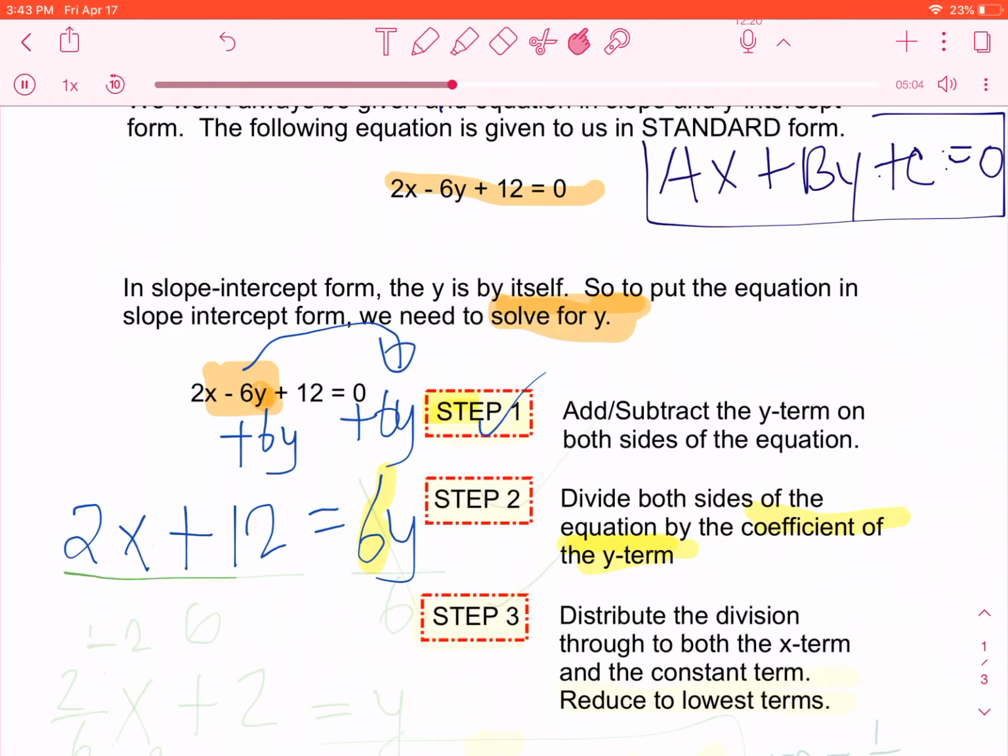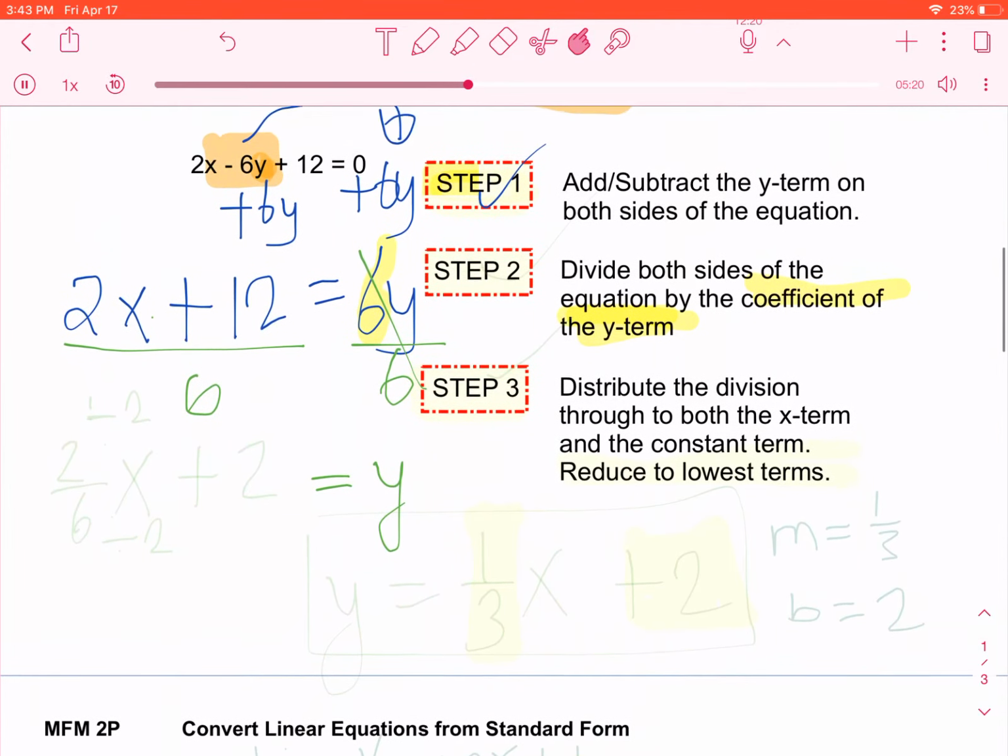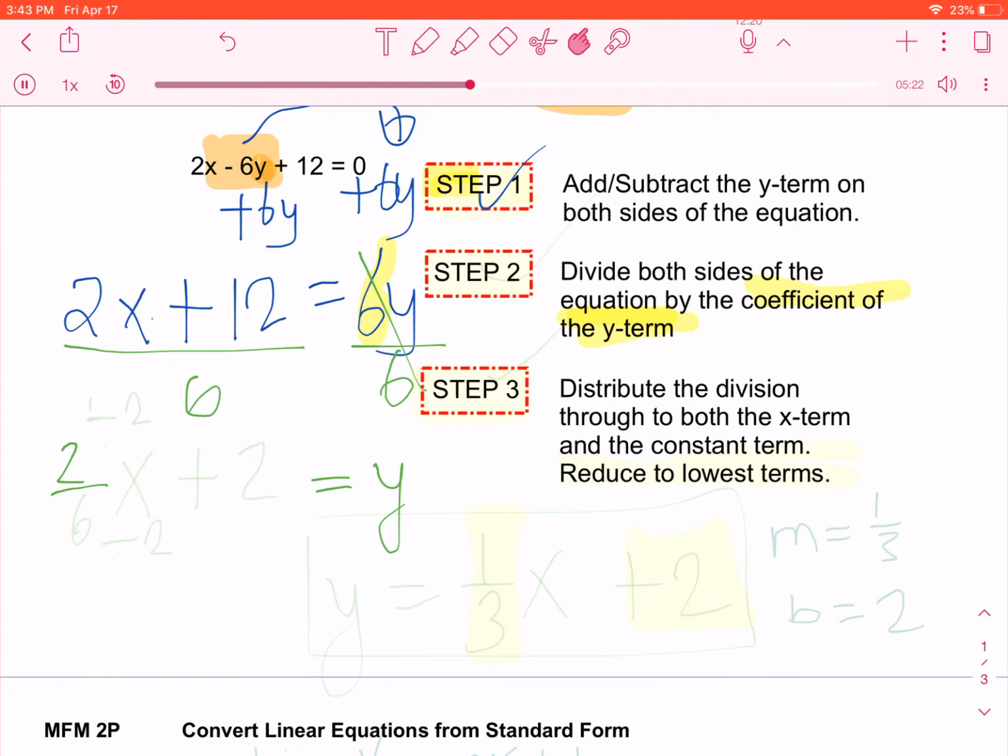So I'm going to take what's on the left hand, divide it by 6. I'm going to take what's on the right hand and divide it by 6. You'll notice what happens on the right side. 6 over 6 does cancel, which leaves me with just y. 2x divided by 6 actually becomes 2 over 6x. And then plus 12 divided by 6 would leave me with plus 2.